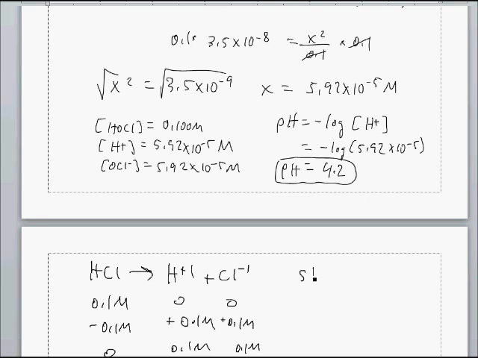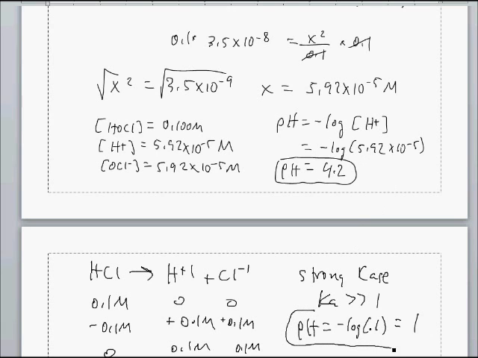Which means for the strong acid case, where Ka is very large, the pH would have just been the negative log of 0.1, which is basically 1. So notice that even though they have the same concentration, the pH of a weak acid is considerably higher, meaning less acidic, than the pH of a strong acid at the same concentration.